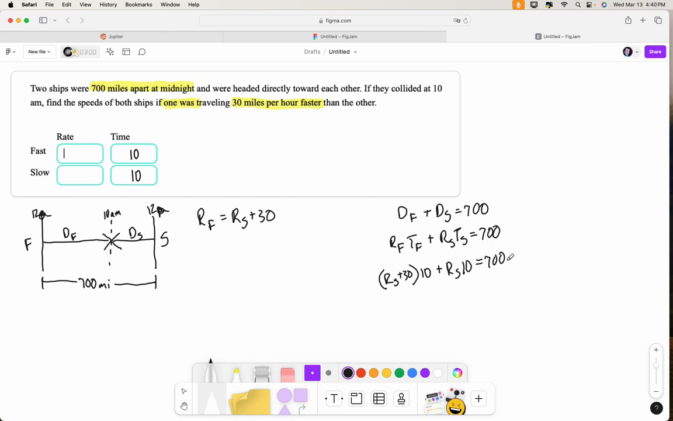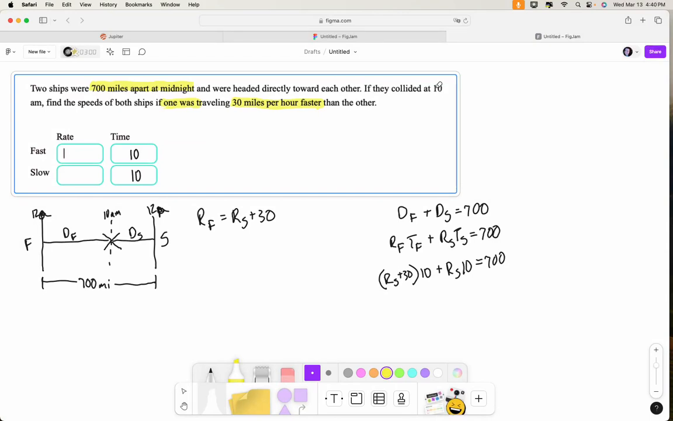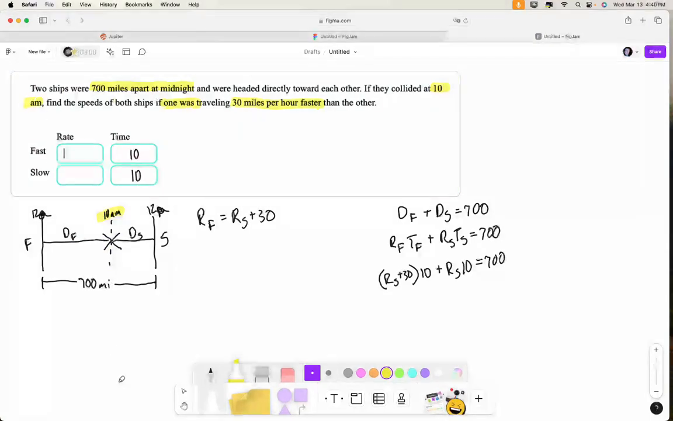So from here, you should be able to distribute 10 times RS, 10 times 30, plus RS times 10, and solve for RS, which then you substitute in here to find RF. And that's all of that I'm going to do for you. So look at your problem, right? Look at how the words, the numbers in here, give you the pictures of the puzzle.